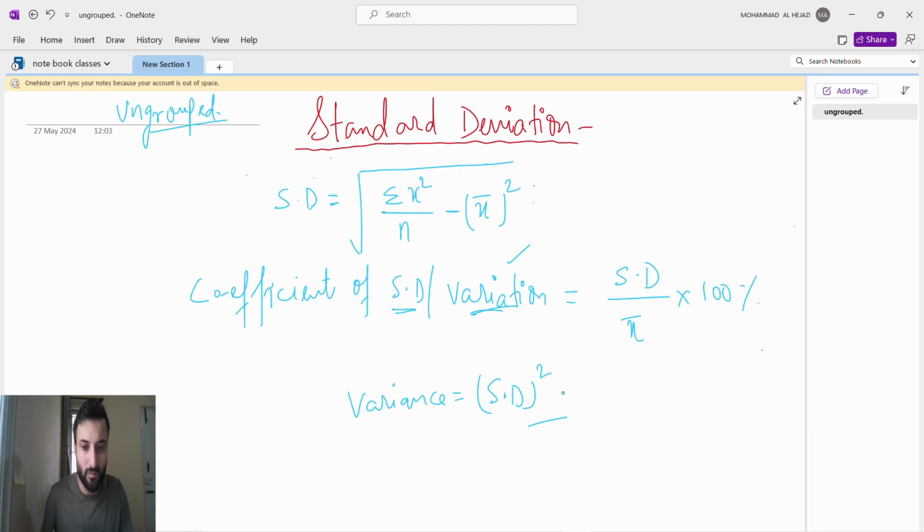Now copy it down. Now we'll go for solving the problems, not your life problems. This is standard deviation problems. Square root of summation x square by n minus x bar square. Very good.